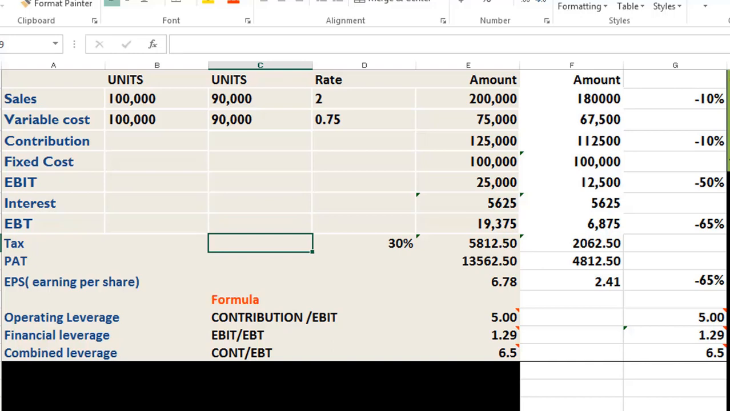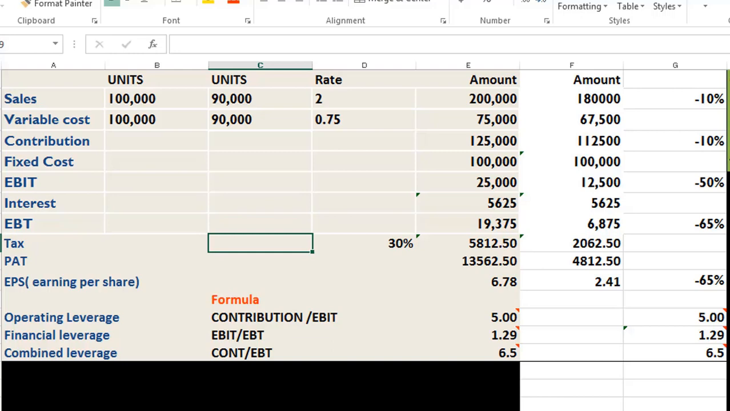And then we look at the operational profit, that is EBIT. It has gone down by 50%. This is due to the fact that the company is highly leveraged in terms of operating leverage. So the impact is that if there is a decline of 10% in sales, it will lead to a 50% decline in the operating profit of the company.